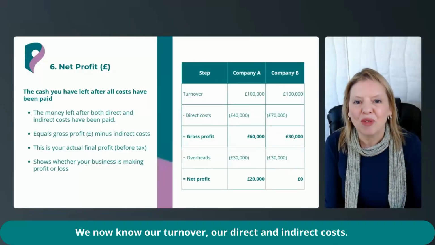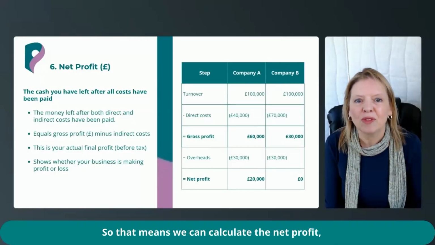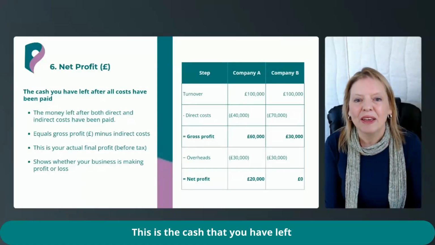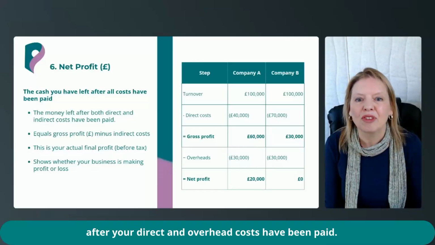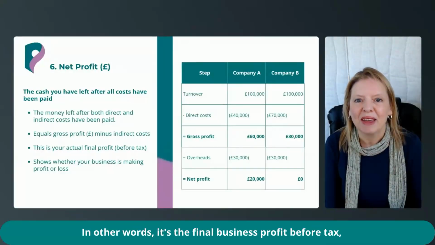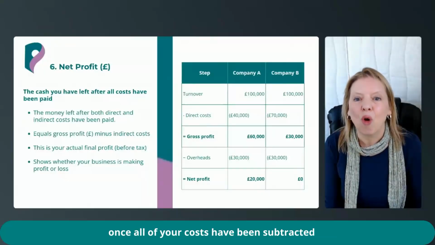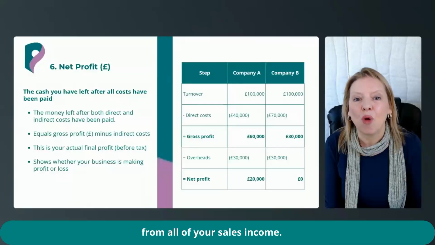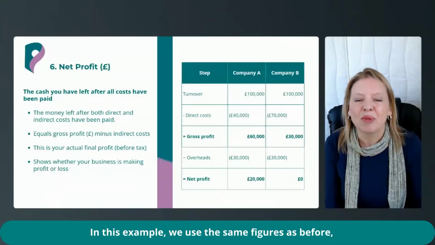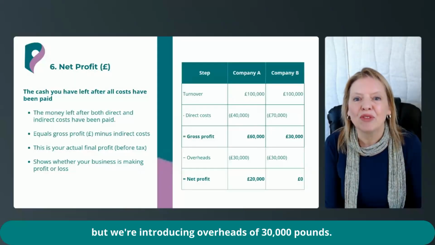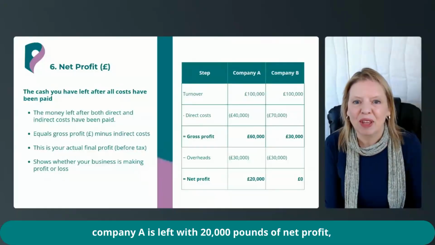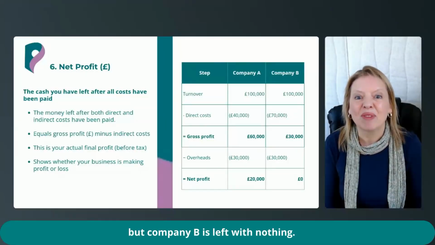Finally, we're getting towards the bottom line. We now know our turnover, our direct and indirect costs, so that means we can calculate the net profit, which is essential number 6. This is the cash that you have left after your direct and overhead costs have been paid. In other words, it's the final business profit before tax once all of your costs have been subtracted from all of your sales income. In this example, we use the same figures as before, but we're introducing overheads of £30,000. And with all of that taken into account, Company A is left with £20,000 of net profit, but Company B is left with nothing.